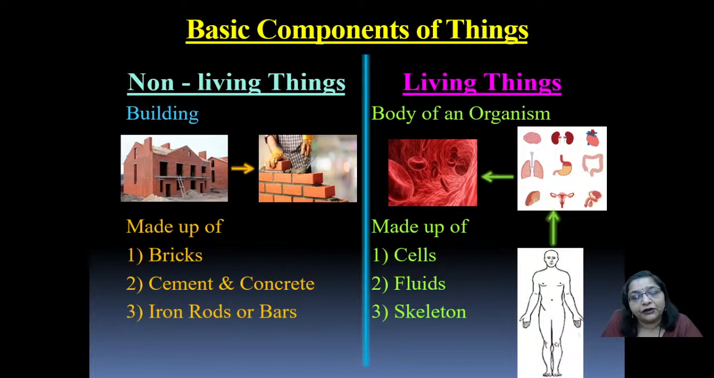We also learned about the basic components of those things. The non-living things are made up of bricks, cement and concrete, and iron rods or bars, whereas living things are made up of cells, which are the structural and functional unit of living things, along with fluids and skeleton. All these 3 structures form the body of an organism, right?